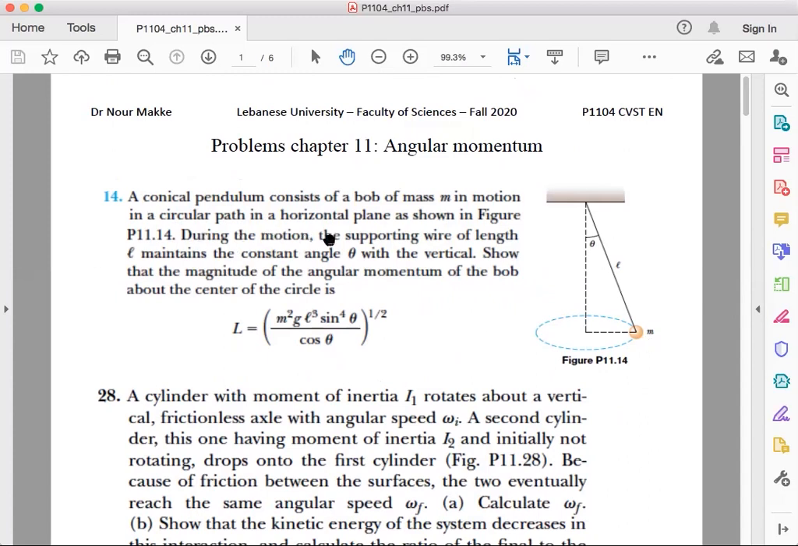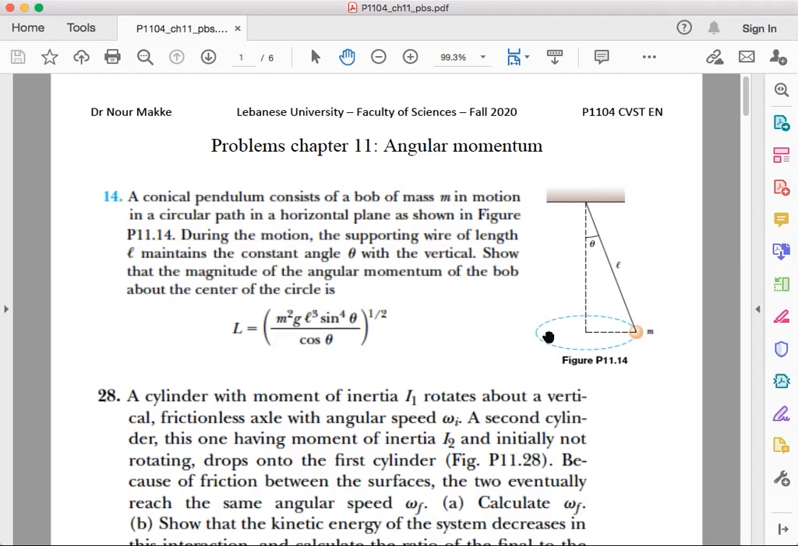During the motion, the supporting wire of length L maintains the constant angle theta with the vertical. Show that the magnitude of the angular momentum of the bob about the center of the circle is given by L equals the square root of m squared g L to the power 3 sine theta to the power 4 divided by cosine theta. So we have a bob that is attached to a string, and the string is in turn attached to the ceiling.